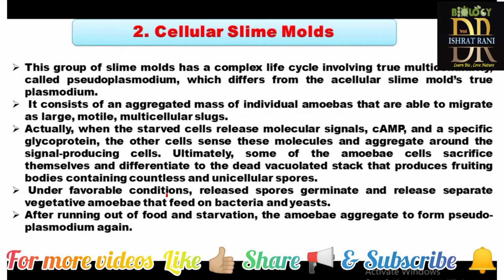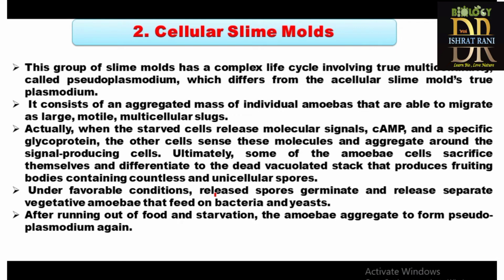Under favorable conditions, these spores are released and germinate, and then the vegetative amoebae that feed on bacterial cells and yeast are released. After running out of food and starvation, the amoebae aggregate to form a pseudoplasmodium again.